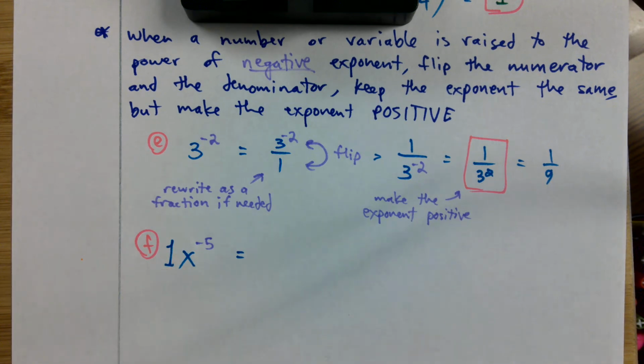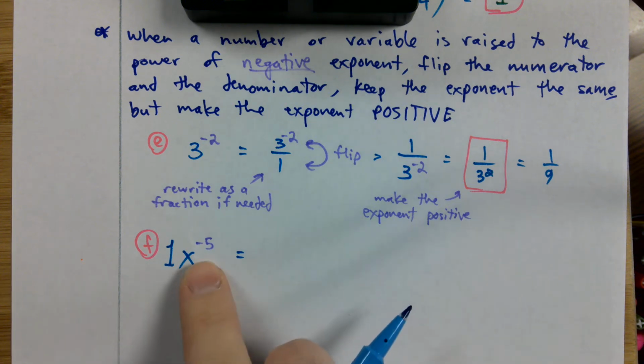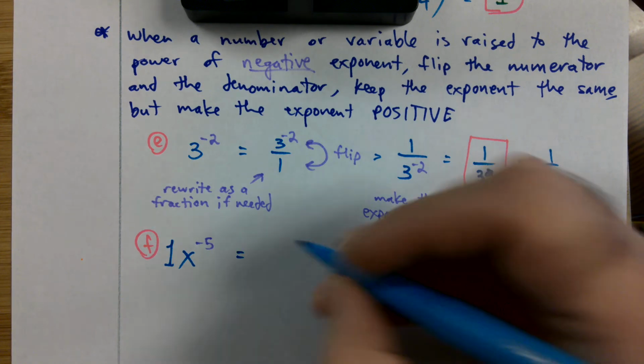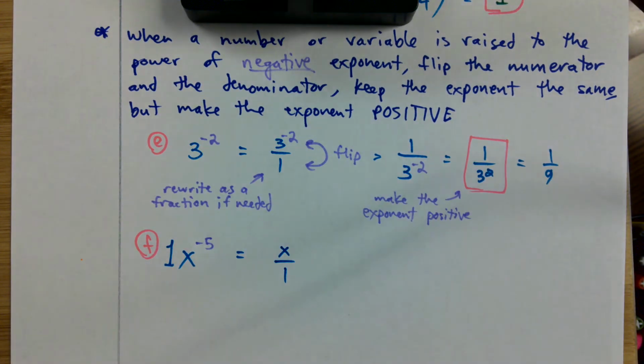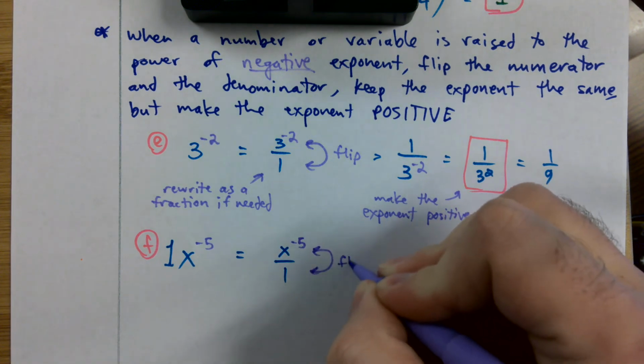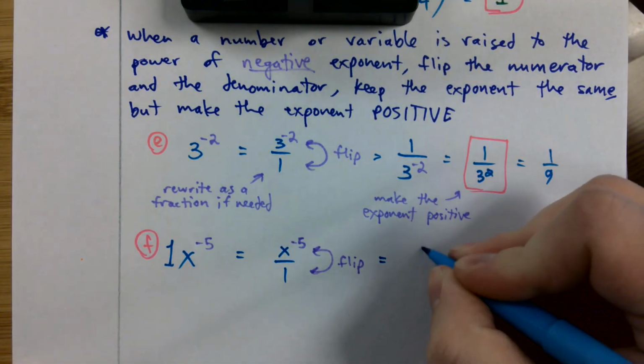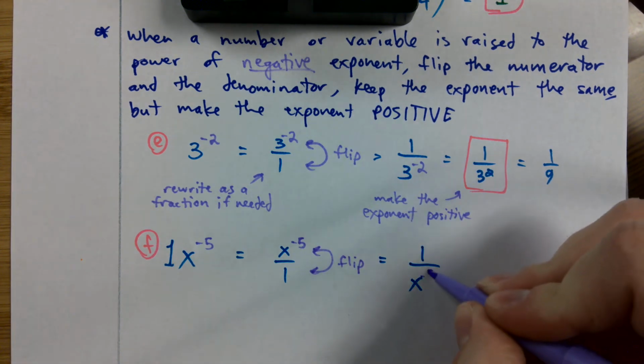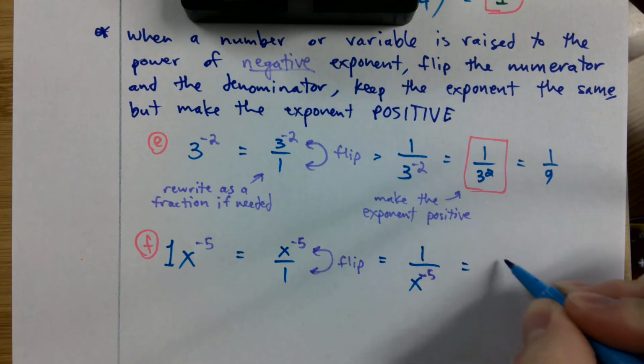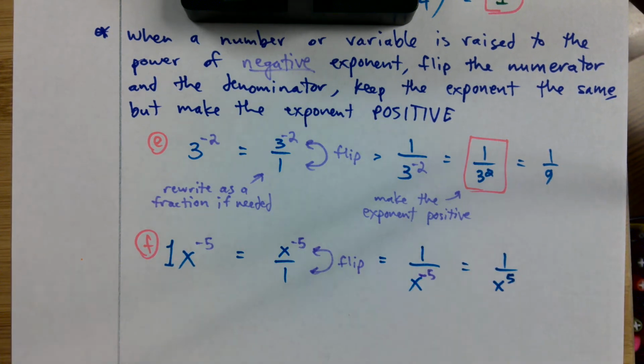For this particular problem, though, it doesn't even matter, which is great. X to the negative 5. All we're going to do is rewrite this as a fraction. X to the negative 5 over 1. Right? Because we have no denominator here. We're going to flip these around, giving us 1 over X to the negative 5. And then we just make our exponent positive. So our answer here is 1 over X to the 5th.